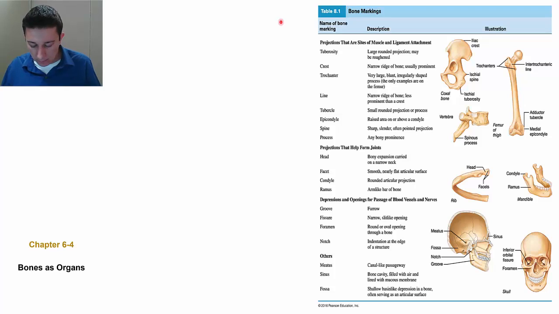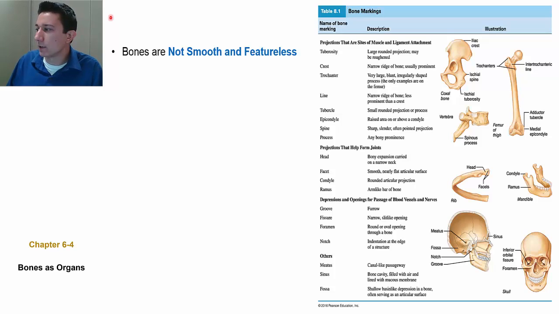Now bones are not these smooth and featureless structures. What you'll notice when we get into the skeletal system is that bones have a number of projections, rough surfaces, openings within them, passageways through them. They have blood vessels that need to cross through them, that need to cross into them. They have nerves that need to pass by them. They have a number of muscles that need to anchor and attach to them.